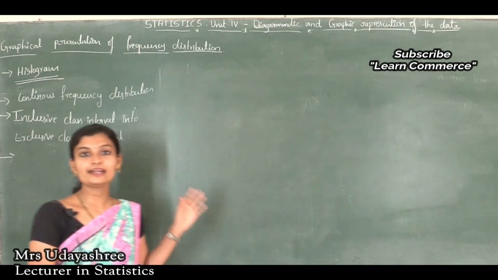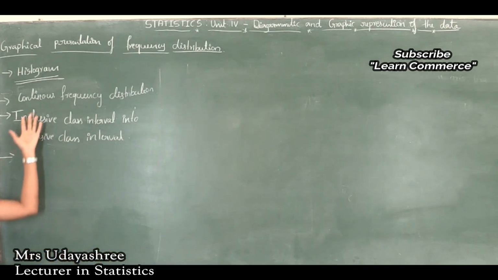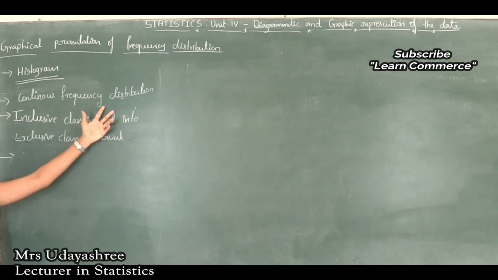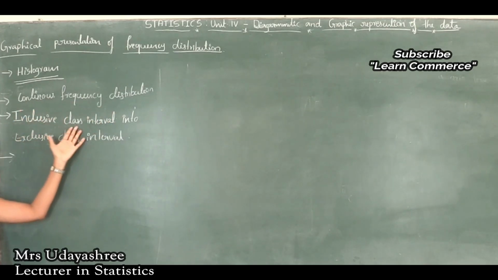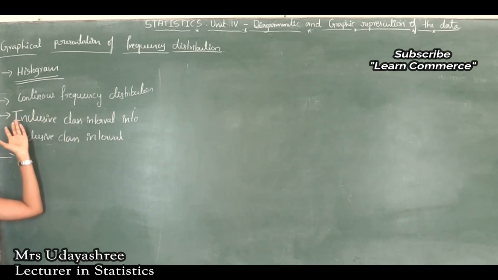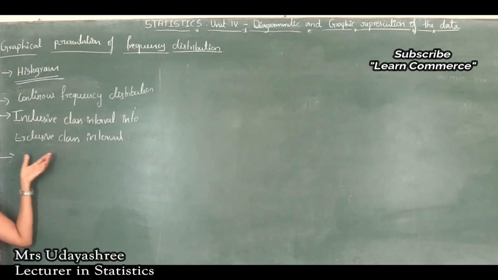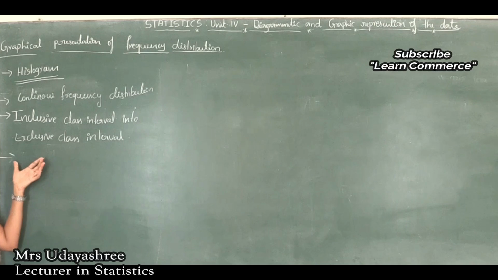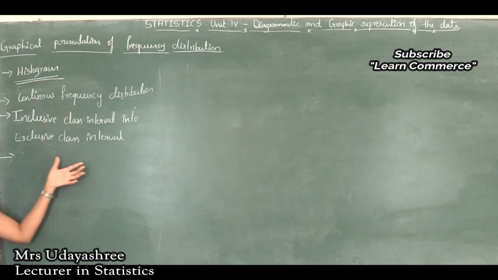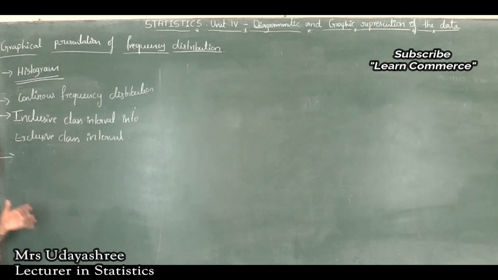And we know that histogram is constructed for continuous frequency distribution, and if inclusive class intervals are given, we need to convert inclusive class interval into exclusive class interval. And while constructing histogram, if unequal width of class intervals are given, what to do? The third case is if unequal widths are given.